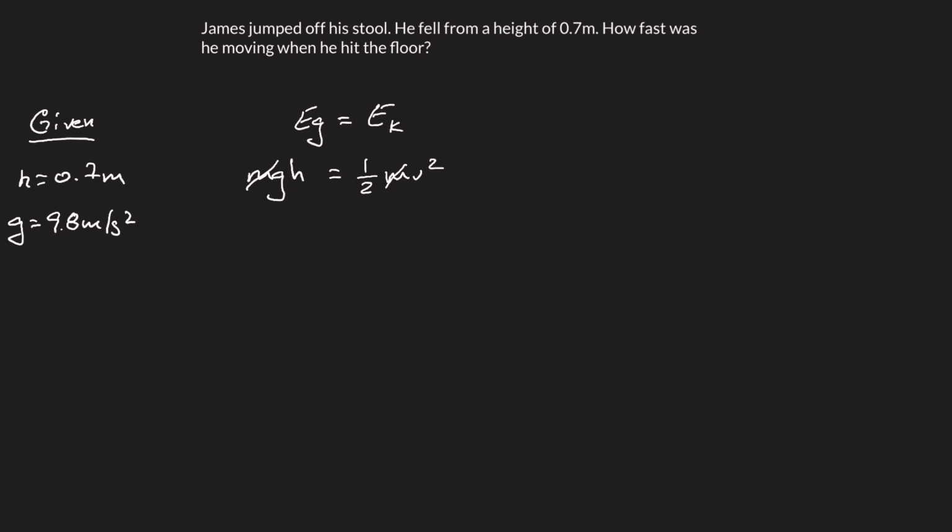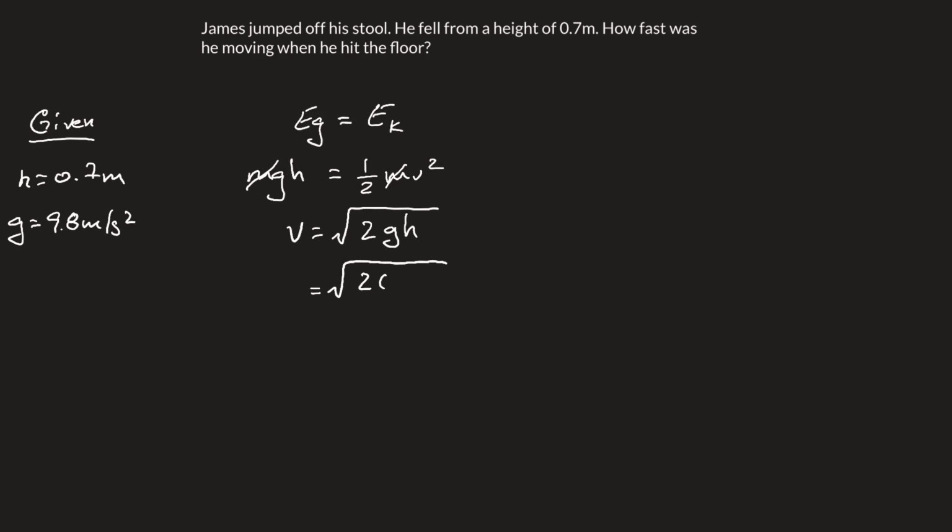Now I want to rearrange and solve my equation for v, velocity. So that's going to be equal to the square root of 2gh. So we can see here why we don't need to know the student's mass to be able to solve how much kinetic energy he had after falling off of the stool.